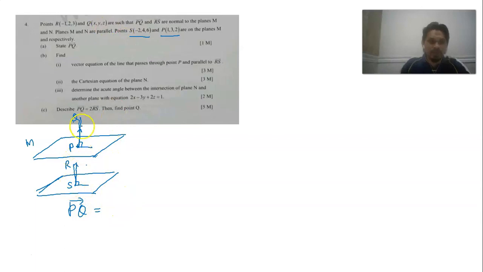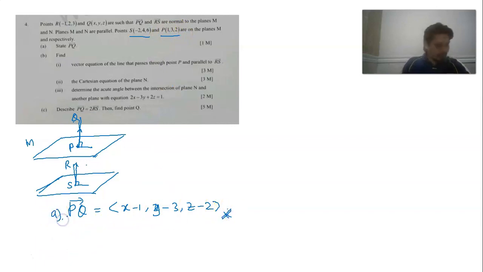So from P to Q is just like we call the vector of (X minus 1, Y minus 3, Z minus 2). So from P to Q is just the coordinate of Q minus the coordinate of P. So X minus 1, Y minus 3, Z minus 2. Okay, that's it.